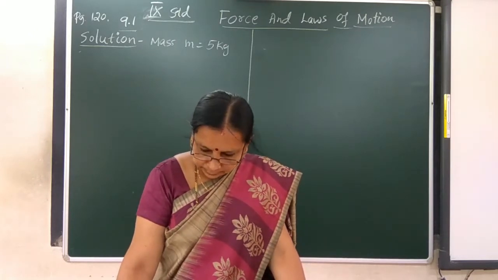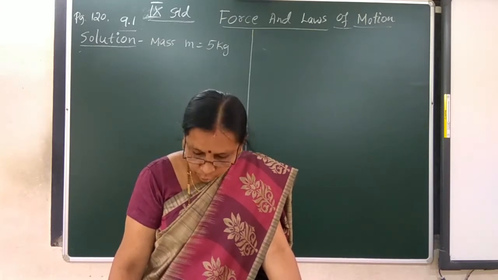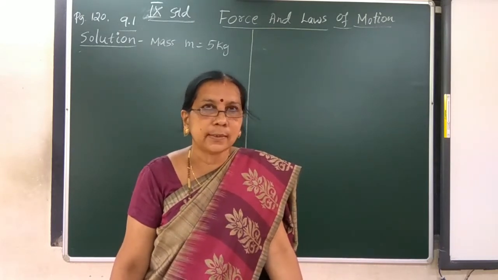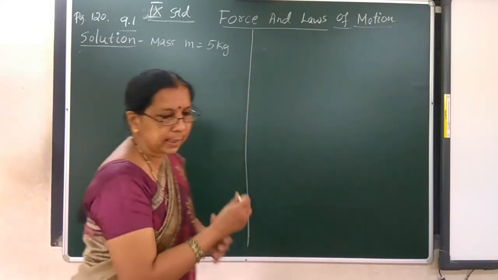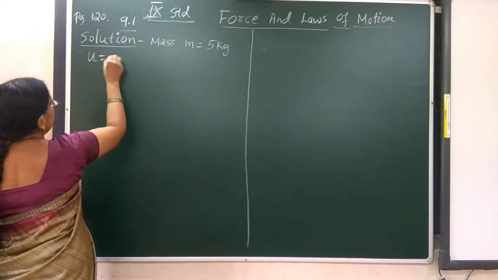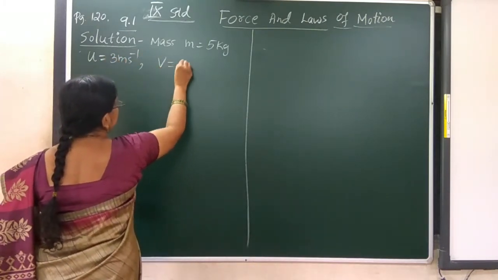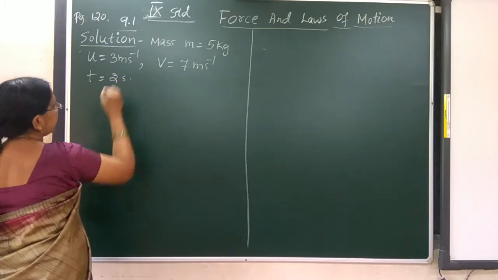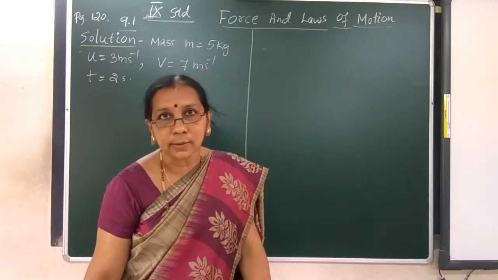And final velocity: the object's velocity increases from 3 meter per second to 7 meter per second. Here initial velocity is 3 meter per second and final velocity is 7 meter per second. Let us write mass m is 5 kg, initial velocity u is 3 meter per second, final velocity v is equal to 7 meter per second and time t is equal to 2 seconds. Now what is to be found out? You have to find the force, the magnitude of force.